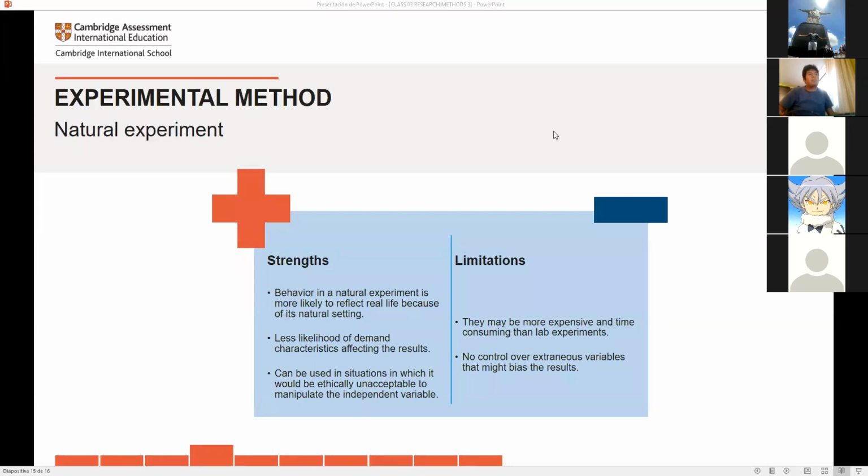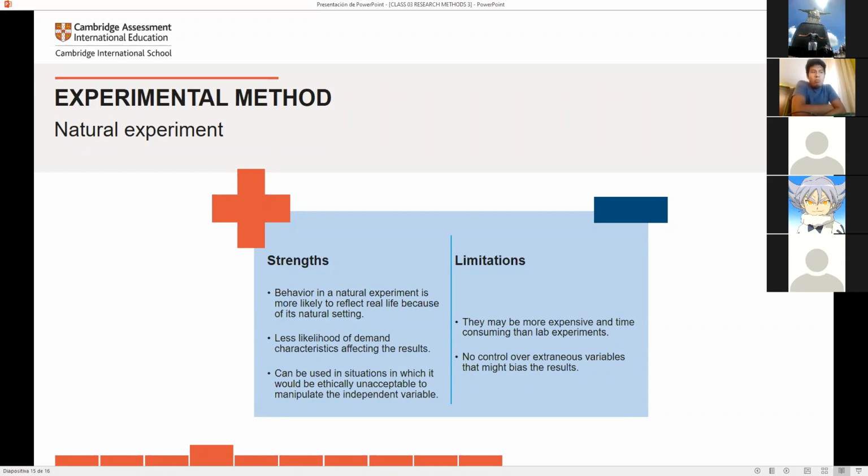Also, as the researcher has no contact with the participant, being a mere observer, he cannot affect the results of the research. It can be used in situations in which it would be unethical or unacceptable to manipulate the independent variable. Of course, because okay, so how do you get your independent variable then? You select one specific group of people with the characteristics that you require.